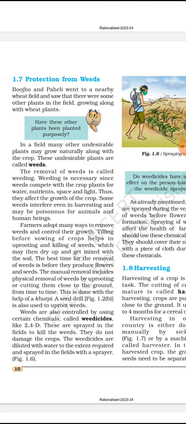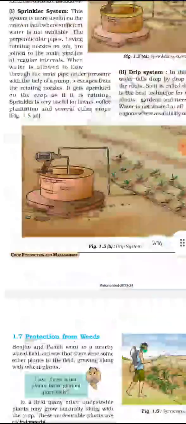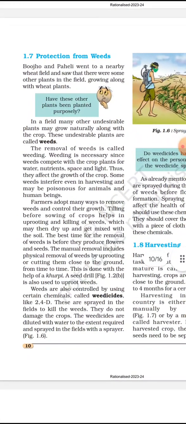Farmers have adopted many ways to remove weeds and control their growth. Tilling before sowing the crop helps in uprooting and killing weeds, and a seed drill is also used. Apart from these, we use an agricultural implement called a khurpi, to uproot or cut the weeds close to the ground from time to time. Afterwards we also use certain chemicals. Weeds are also controlled by chemicals called weedicides.